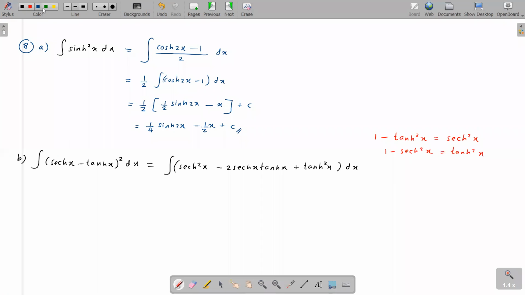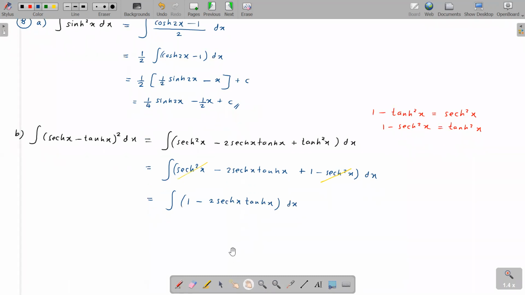So let's input the values. Sec square x minus 2 sec x tan x plus tan square is 1 minus sec square x. The sec square will cancel. So I get here the integration of 1 minus 2 sec x tan x.